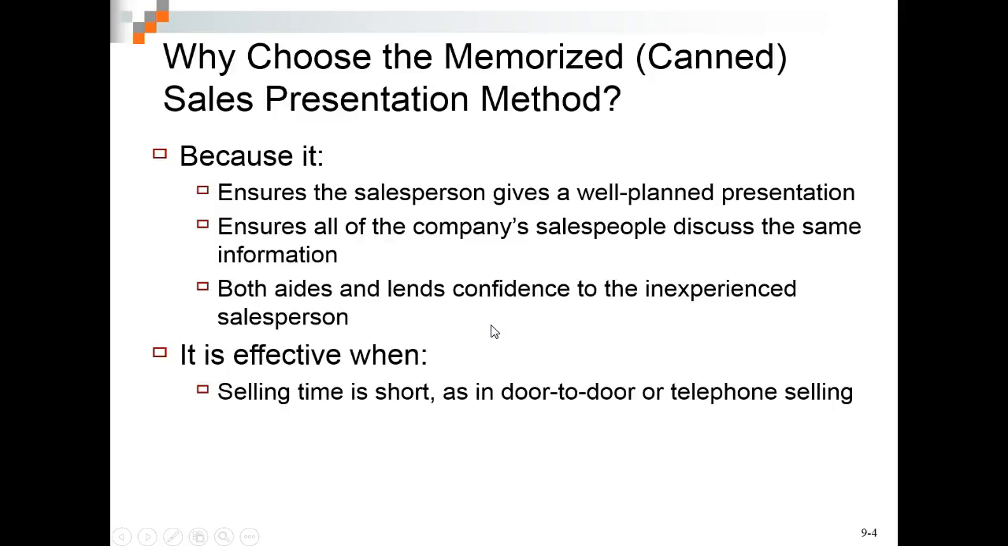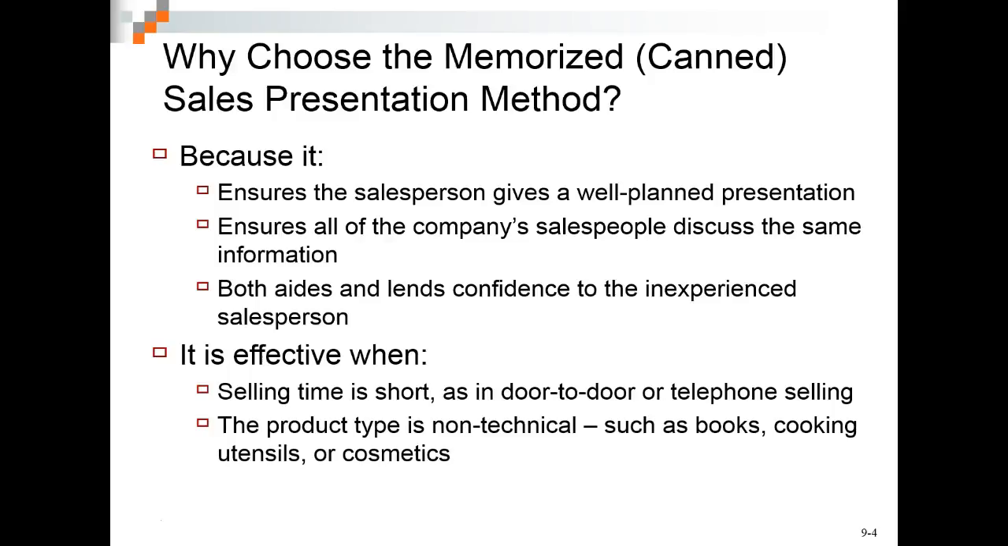Okay, not a whole lot of audience participation in this one. It's just bam, bam, bam, done. Door-to-door, telephone selling, we're not going to spend an hour at somebody's door. We want to spend about 15 minutes tops at a door. Five is even better. The product type is non-technical.